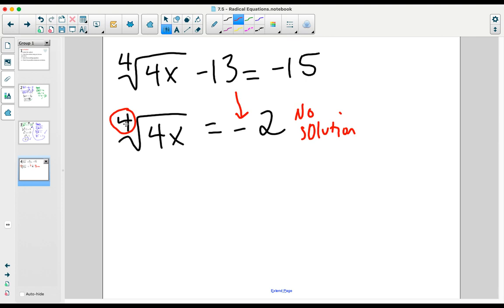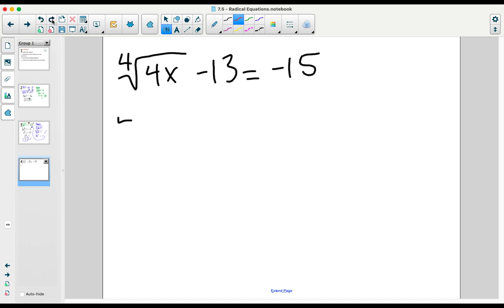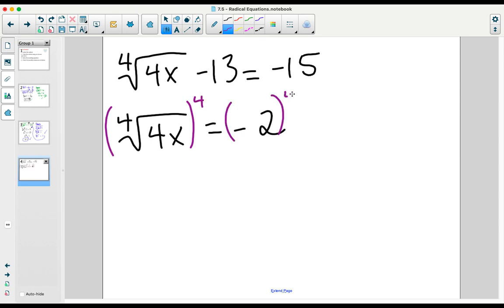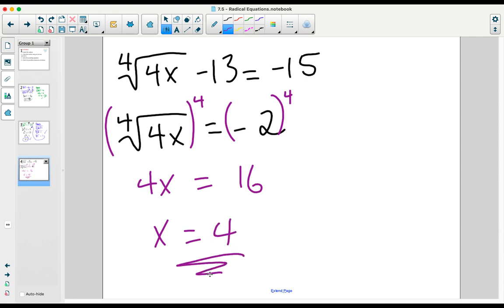Because we take an even-indexed root of an expression, we anticipate that the answer would be positive, not negative. If you don't catch that, however, it is still possible to try to solve this, and you'll see the extraneous solution. So let's go back to our equation, and pretend that we don't see the even-indexed root that can equal a negative, and let's raise both sides to the fourth power. That leaves us with 4x on the left and negative 2 to the fourth power, which is 16, on the right. Divide both sides by 4, and we get x is equal to 4.